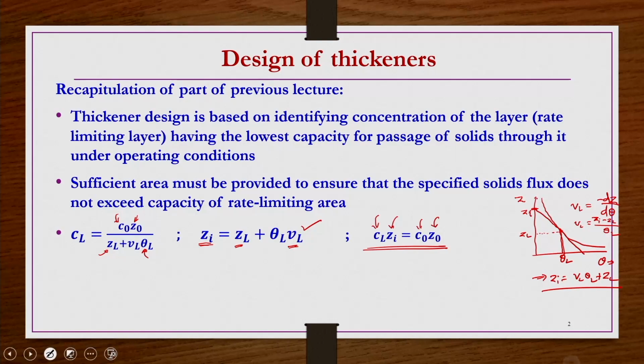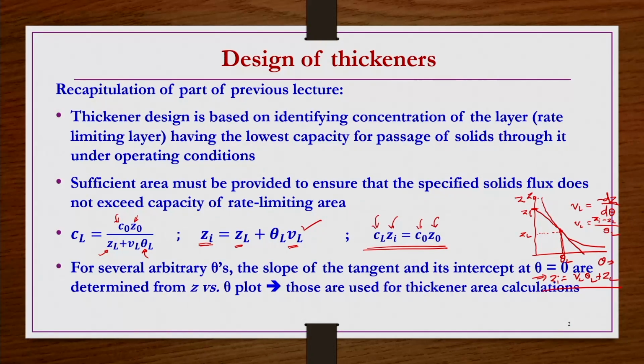Let us say if this is the initial interface height, that must be Z naught. Okay. And then for several arbitrary thetas, the slope of the tangent and its intercept at theta equals 0 are determined from the Z versus theta plot. Those are used for thickener area calculations. Okay. Till this point we have already seen in the previous lecture.